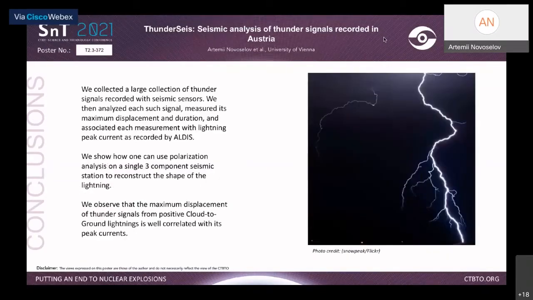To conclude, we collected a large collection of thunder signals recorded with seismic sensors. We then analyzed each such signal, measured its maximum displacement and duration, and associated each measurement with lightning peak current as recorded by ALDIS. We show that one can use polarization analysis on a single three-component seismic station to reconstruct the shape of the lightning, and we also observe that maximum displacement of thunder signals from positive cloud-to-ground lightning is well correlated with its peak current.